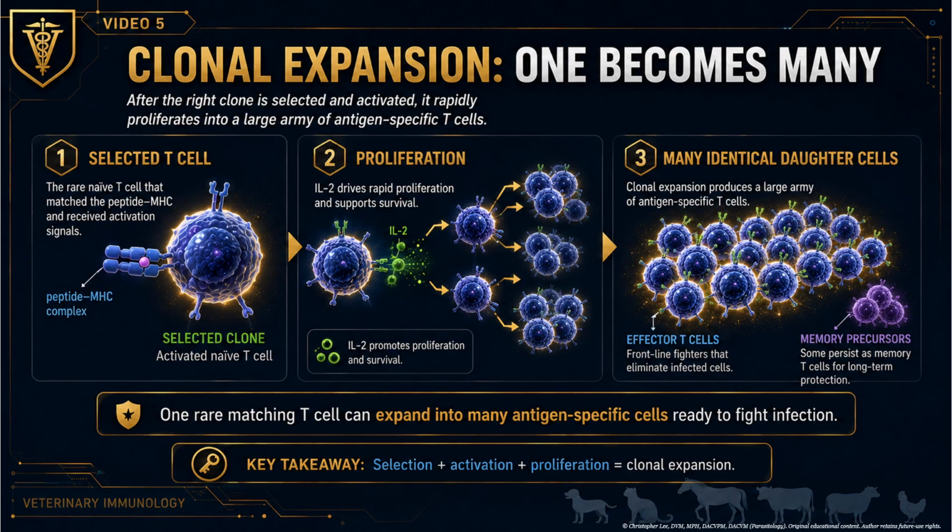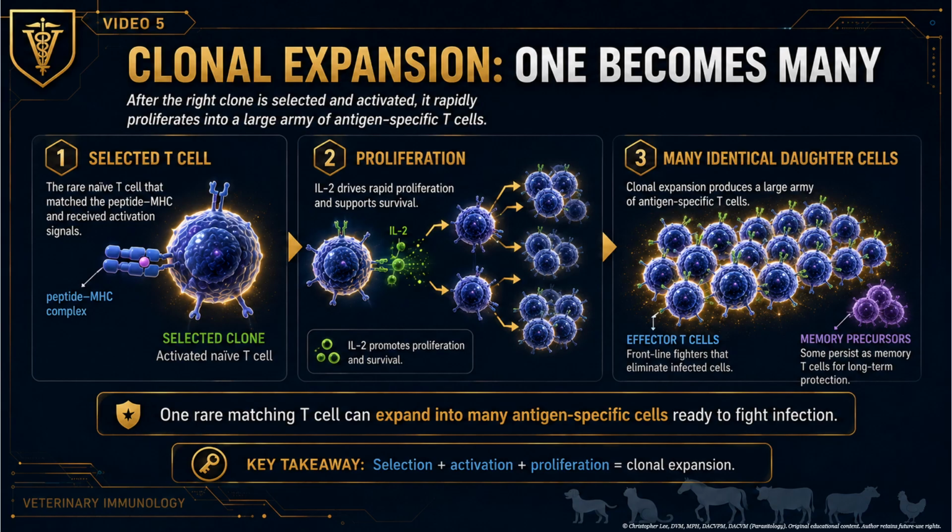Once the correct clone has been selected and activated, it begins to proliferate. This is clonal expansion. The original T-cell divides again and again, producing many daughter cells with the same antigenic specificity. That is a key point. These daughter cells are not random. They're copies of the selected clone so that they can recognize the same peptide MHC target. This expansion is essential because the starting number of antigen-specific T-cells is very small. One rare matching T-cell is not enough to control an infection. The immune system needs numbers.